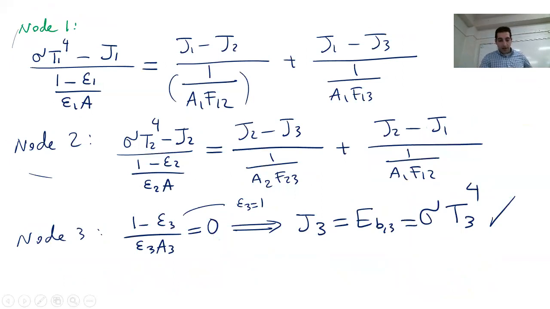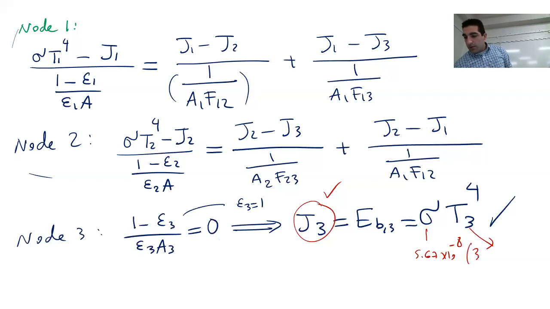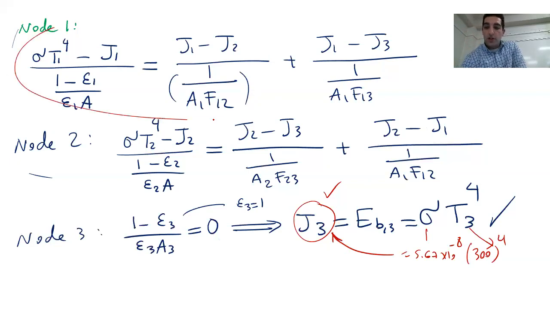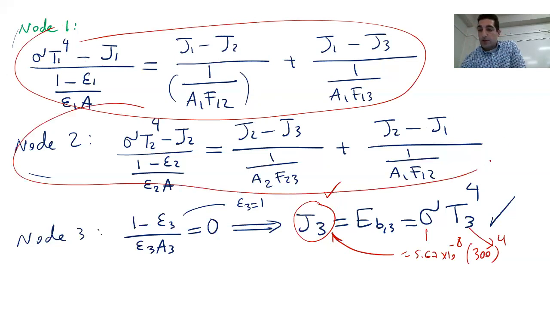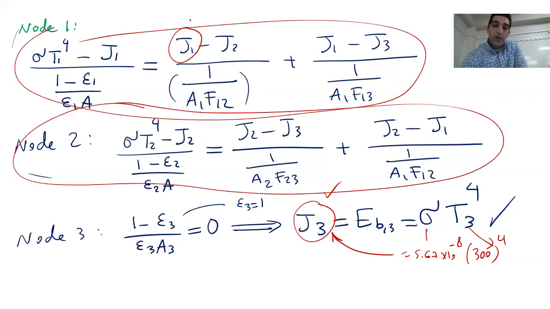And really, I don't want to go ahead and solve it. This is an example from the textbook. Now you have 2 unknowns. Of course you find J3 just by this, because sigma is 5.67 times 10 to the negative 8, the temperature of the wall was 300, to the power of 4. Whatever the number is, this is J3. That's one of the unknowns which is found. And I should solve this equation and this equation in order to find J1 and J2. Those are the only unknowns.